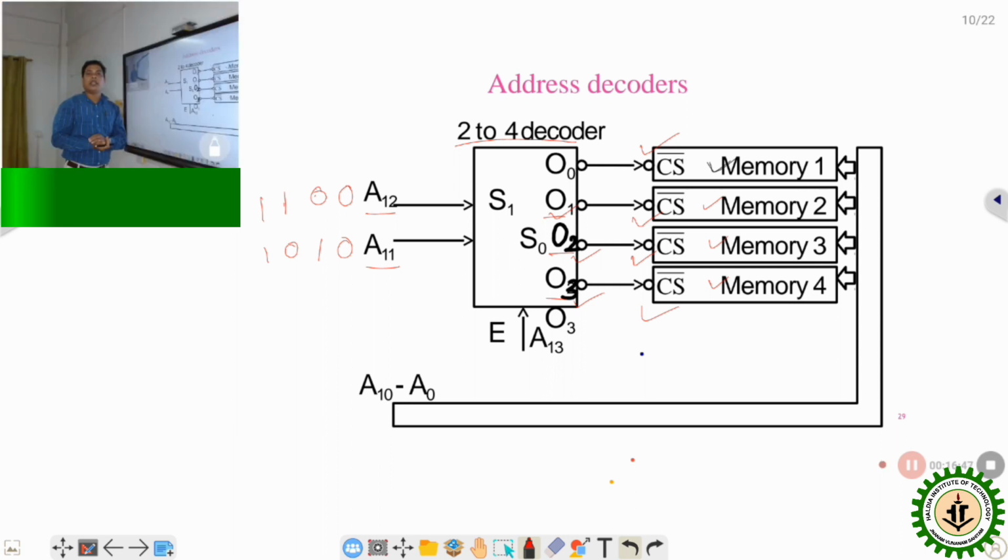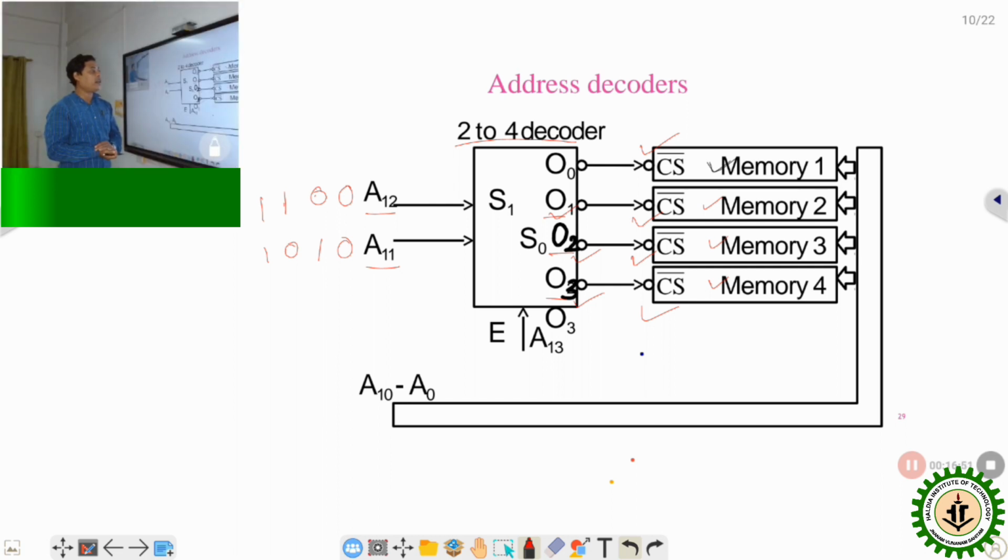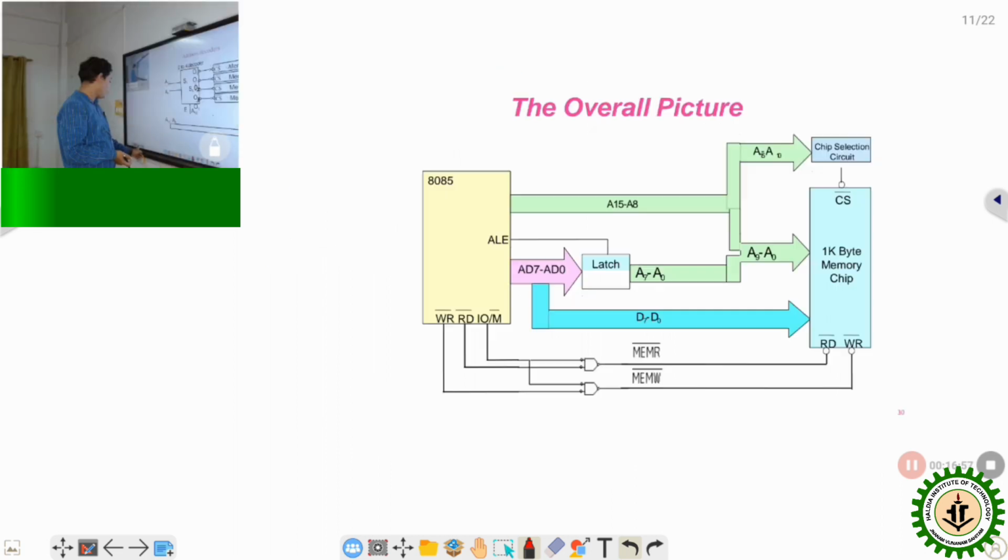So if there are multiple memory chips, then it is always better to use a decoder circuit for the selection. So the overall picture is this. Here 8-bit data lines are connected with the data lines of the memory, and 16-bit address lines are connected with the address lines of the memory.